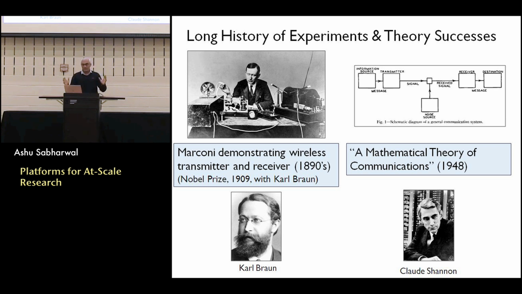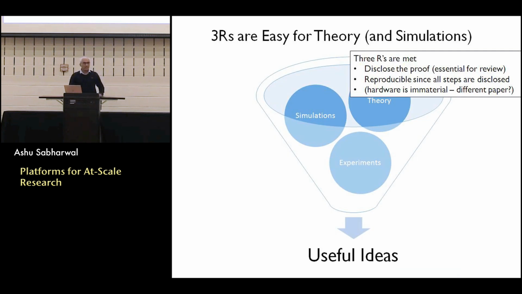Now, as I said, we have all these three methods: theory, simulations, and experiments. The thing is that the 3 R's are really easy, in my opinion, for theory. Really? I mean, in the sense that you have to disclose the proof, otherwise you can't get published, right? And then all steps are reproducible in a proof if you've written the proof correctly and completely. And in this case, hardware is anyway immaterial. It's just a different piece of pen and paper, essentially, right? So theory, fortunately, meets all these 3 R's I talked about.